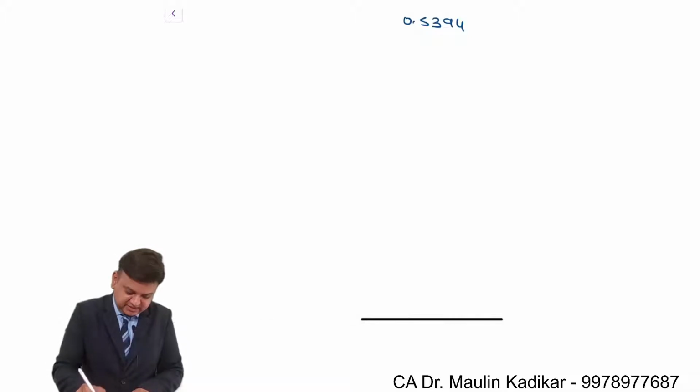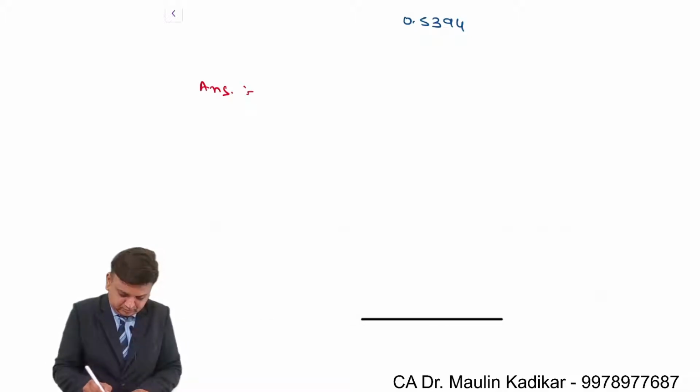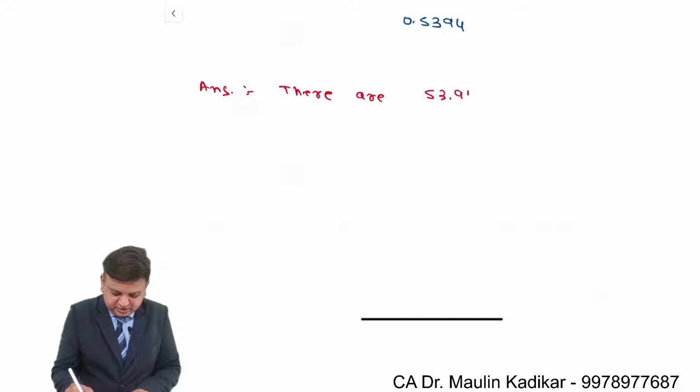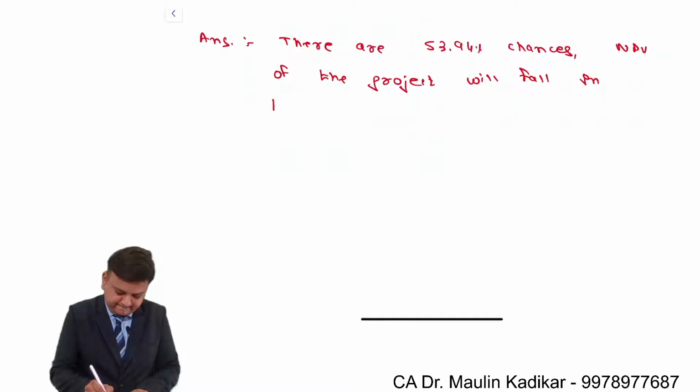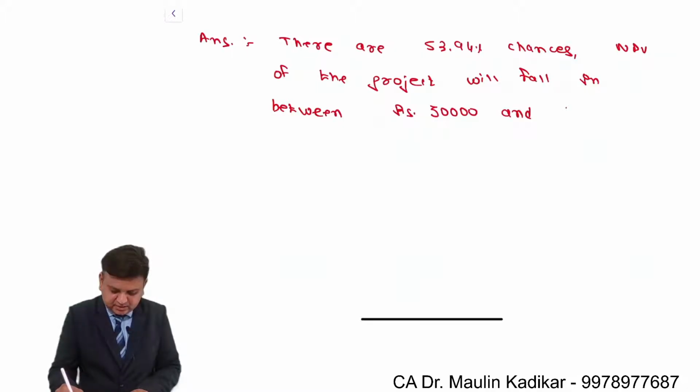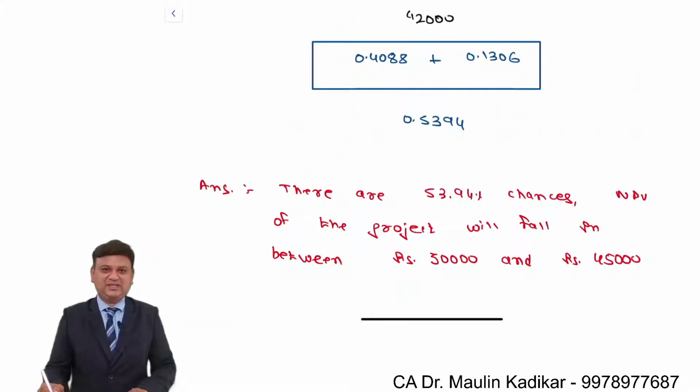So we understand that the final answer is: there are 53.94% chances, comma, NPV of the project will fall in between rupees 30,000 and rupees 45,000. This is what we understand.